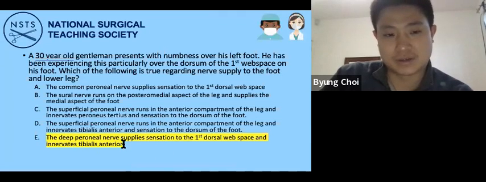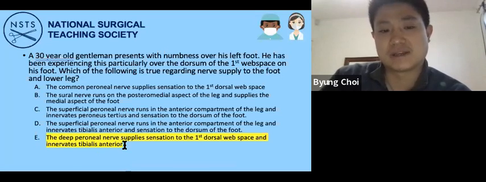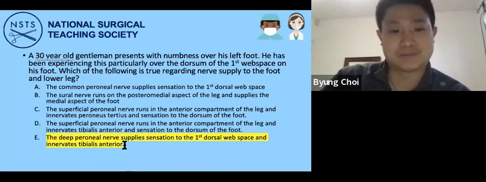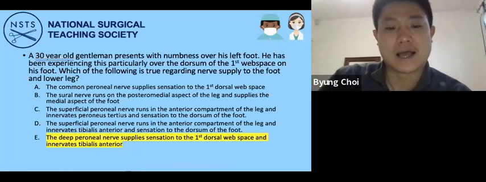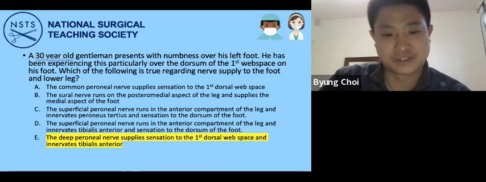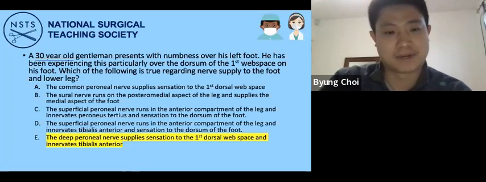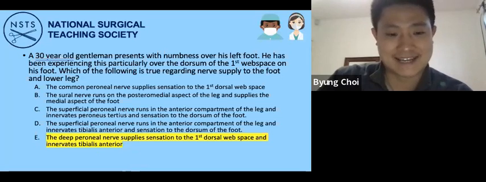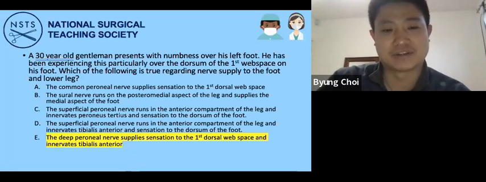And also clearly within that answer, because it's traveling in the anterior compartment, it's going to be innervating tibialis anterior, because that travels down the anterior aspect. And essentially you'll have the extensors of the lower leg that are supplied by the deep peroneal nerve. So it could have been extensor hallucis longus, and extensor digitorum longus would also be innervated by the deep peroneal nerve. Okay.